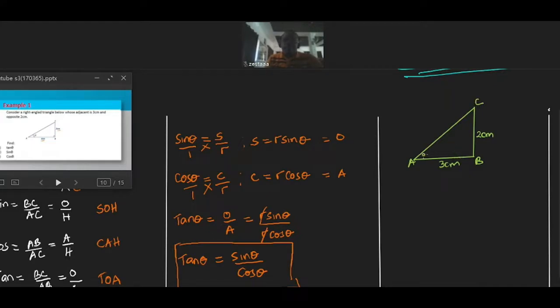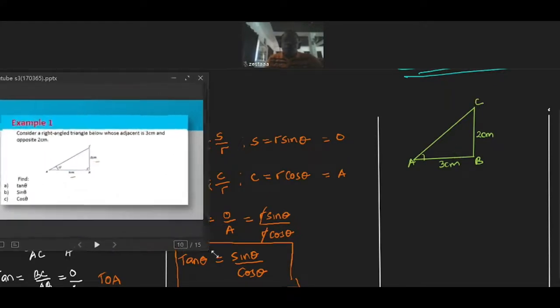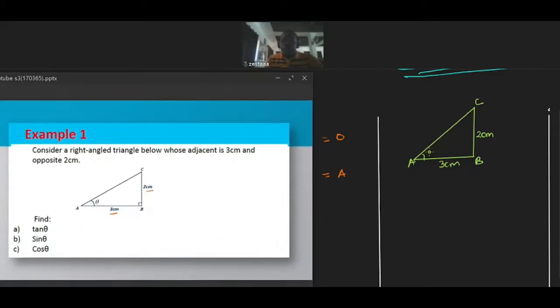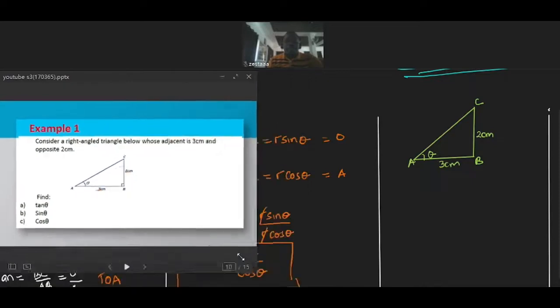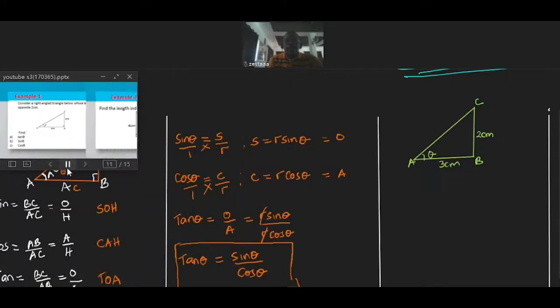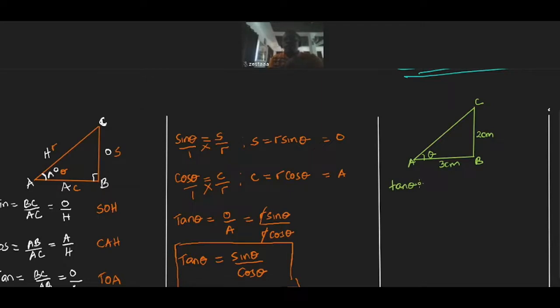Here we do have our angle theta at that given point. We have a task here, and we are being told to find the tan of theta, sine of theta, and so on. So how do we get our tan theta? Before you go direct and do a substitution, this is our guideline here.